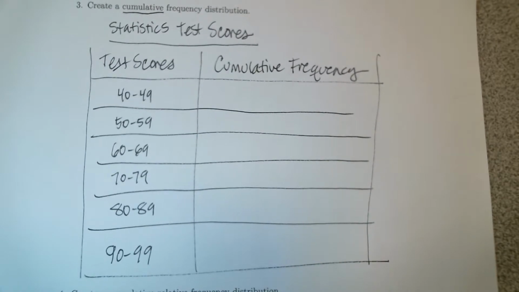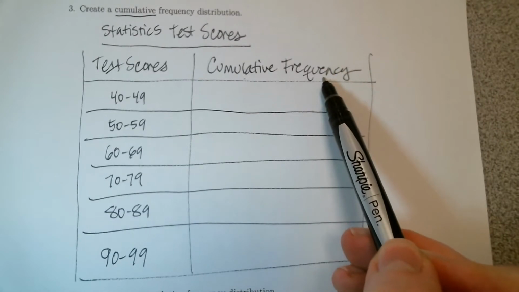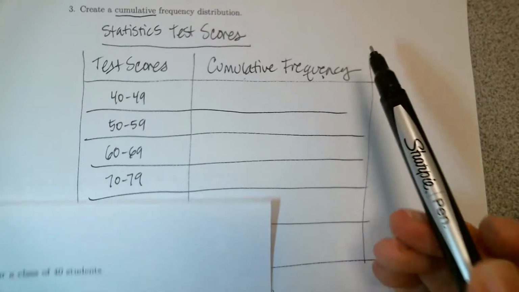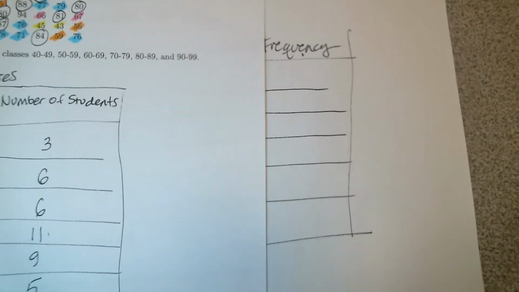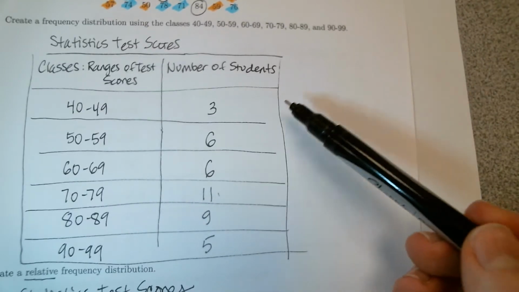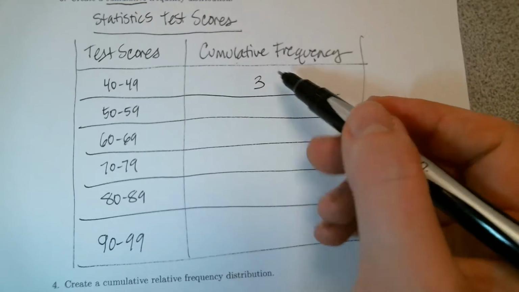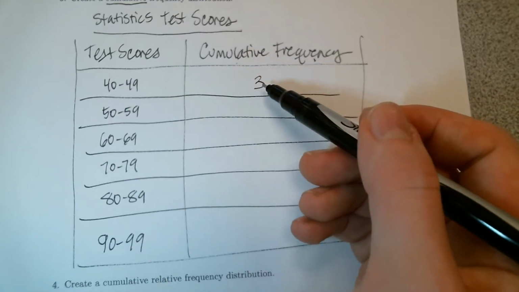Okay, so again, working from number 1 with my original frequency distribution. What I'm going to do now is note the cumulative frequency instead of just the frequency. So in the first cumulative frequency, we're going to record 3. 3 students scored between a 40 and 49. This is the first category, so it matches.